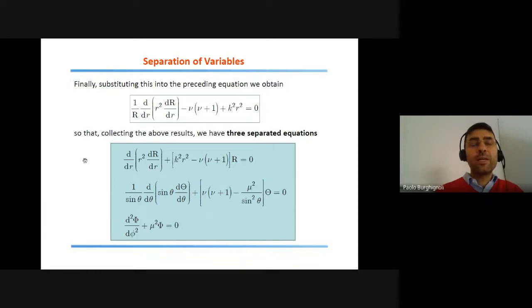So finally, by separating variables, starting from the scalar Helmholtz equation, we have managed to obtain three separate ordinary differential equations. The first one contains the dependence on r, the second one the dependence on theta, and the third one the dependence on phi. This is the usual approach that I'm sure you have seen many times in using the techniques of separation of variables for deriving, for example, plane waves as a solution of the Helmholtz equation, or in many other cases.